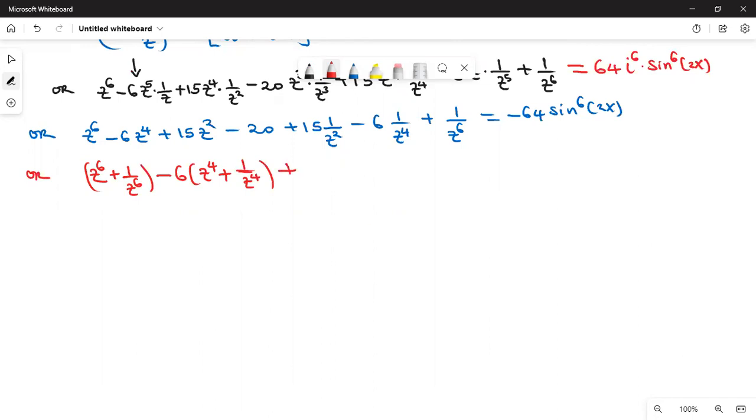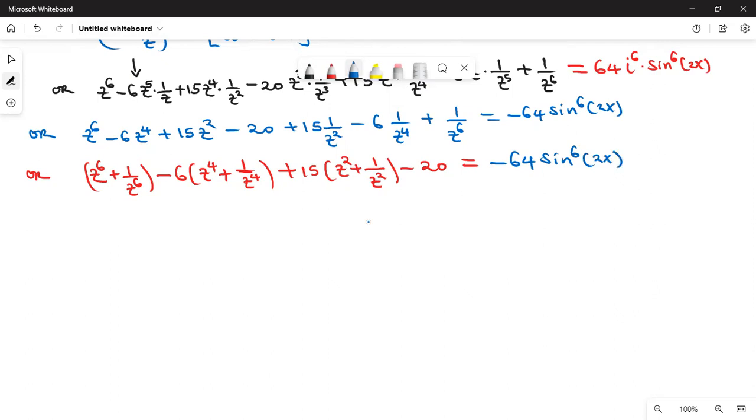Then I can see plus 15 z squared plus 1 over z squared, then minus 20 is equal to 64. That's negative. Let me write negative 64, in another color. Negative 64 sine raised to 6 of 2x.